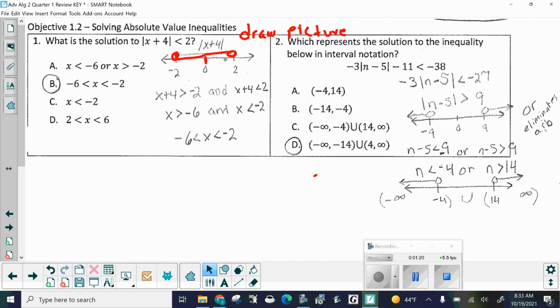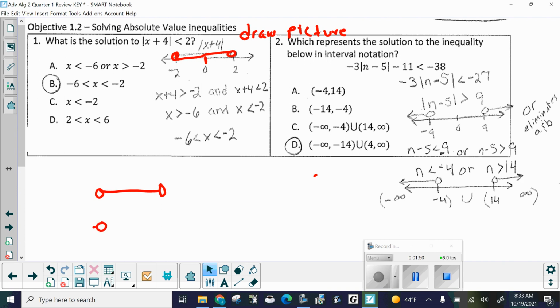Now that I've drawn my picture of my problem, I can go ahead and rewrite it. So down here at negative 2, the stuff inside the absolute value is greater than negative 2. I can see that from my picture. And x plus 4 is less than 2. Remember that if I have something like this, it's and, because I can be less than the top and more than the bottom.